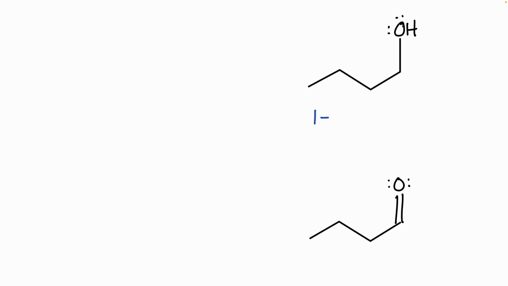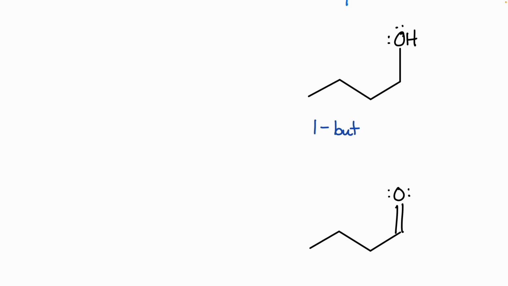So this would be 1-butanol. What ending do we use for alcohols? OL. All right, but remember we also keep this AN in here. So it's not just butol, but butanol. And what is that AN in there telling me?